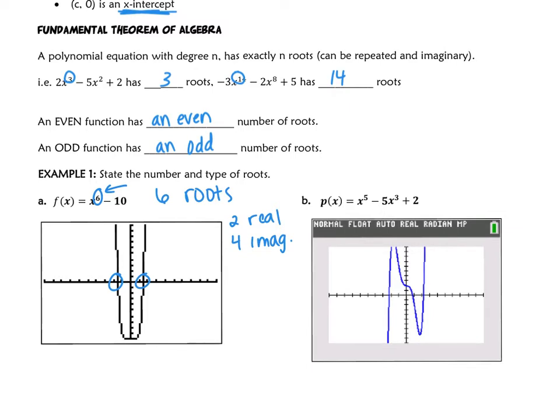Then looking at B, x to the 5th, degree 5, tells us that we're going to have 5 roots. Again, a root is an x-intercept. If we look, we see 3 x-intercepts. So that tells us that we have 3 real roots. If there's 5 of them total, though, 2 of them must be imaginary.